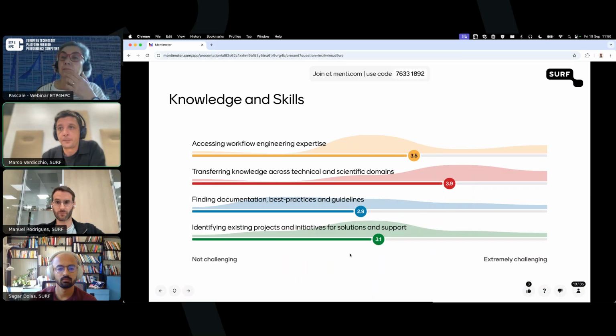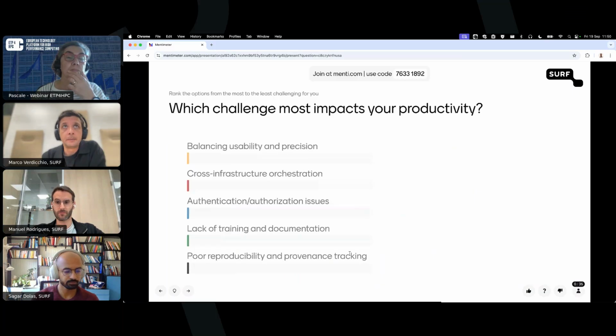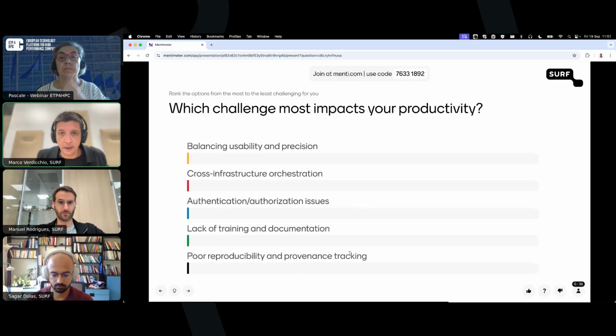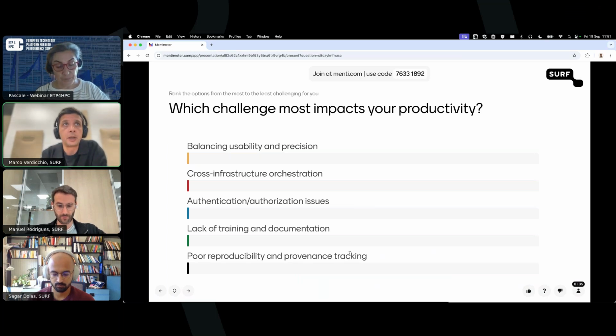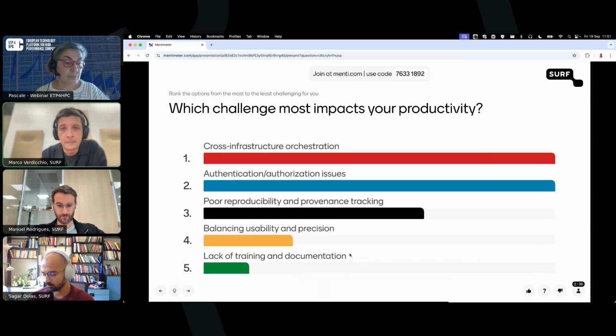Okay, then the last, before moving on to the final part of the recommendations, we want to ask, and this is more for you to rank from the top to the least challenging of these points that we put here. So what do you think is the challenge in general on the list here that impacts your productivity the most? So from the most impactful to the least one, ideally. So you should be able, through Mentimeter, to provide the rank and then submit.